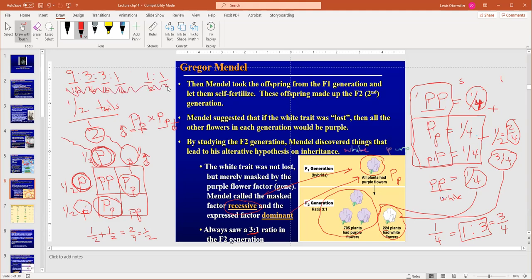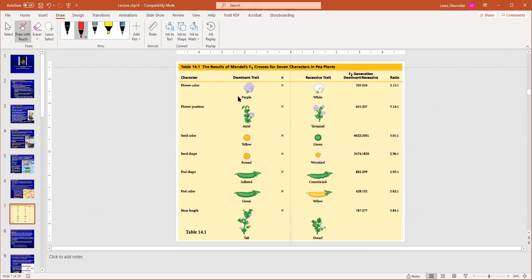We're just not writing this out because it takes extra time to do. And you can figure it out from the numbers in the ratio. So that's what a 3-to-1 ratio is. And so Mendel wasn't satisfied. You know, he was a scientist and he wanted to make sure he could repeat this experiment.